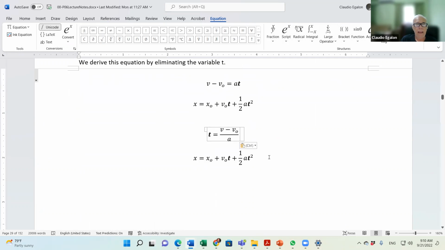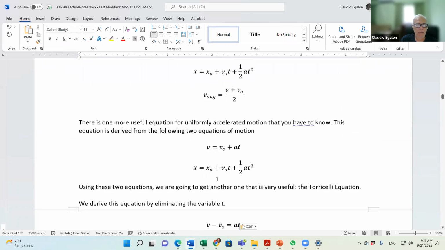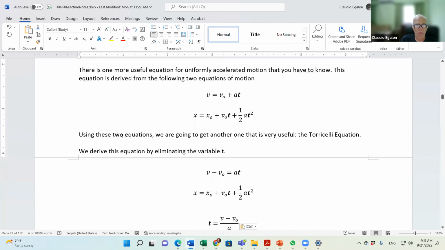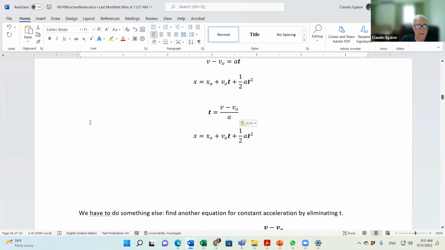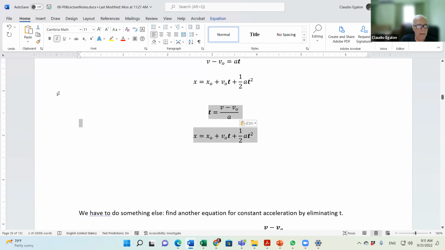Like that. And then what do I do? I plug this t right in here in this equation, okay? In the second equation to obtain another one. I would say a fifth equation because we already have four, right? We have one equation, a second equation, a third equation, a fourth equation. We're going to get a fifth equation for uniformly accelerated motion. So substitute that in there. Copy and paste it.